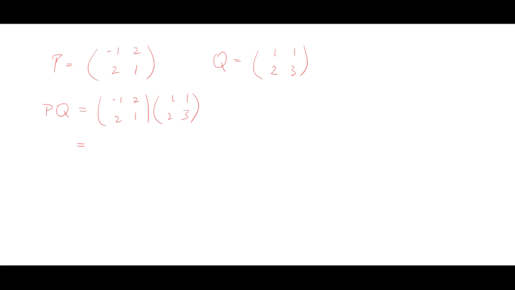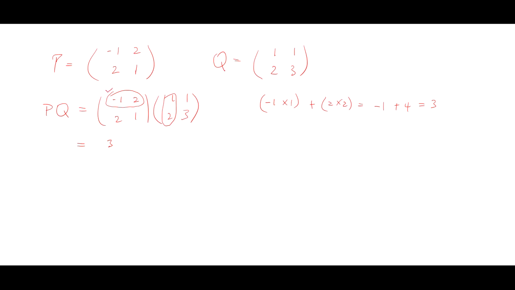So again, remember row by column. That's what I told you to remember. So we're going to take the first row in the first matrix and multiply by the first column in the second matrix. So it's -1 multiplied by 1 plus 2 by 2, which is -1 plus 4, which is 3. So first term is 3.